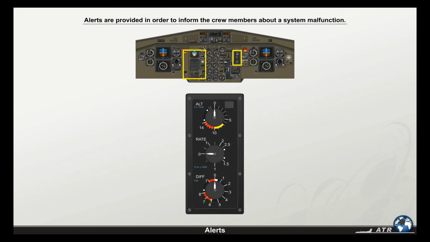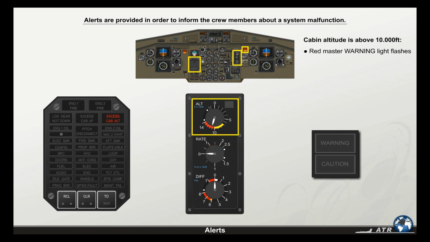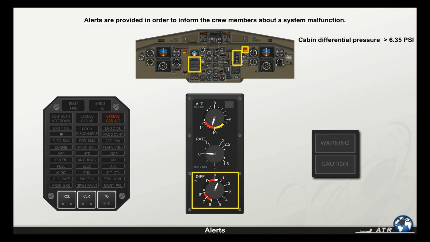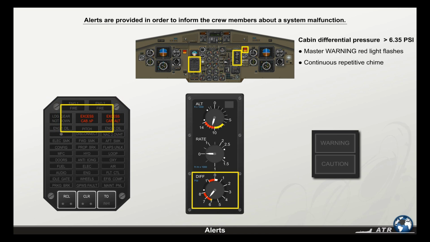Some alerts are provided in order to inform the crew members about a system malfunction. If the cabin altitude is above 10,000 feet, the red master warning light flashes. Excess cabin altitude red warning is displayed on the CAP, and a continuous repetitive chime is generated. If the cabin differential pressure exceeds 6.35 psi, the master warning red light flashes together with the continuous repetitive chime, and the excessive cabin delta P red light on the CAP illuminates.